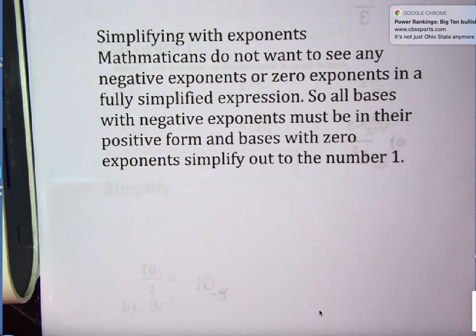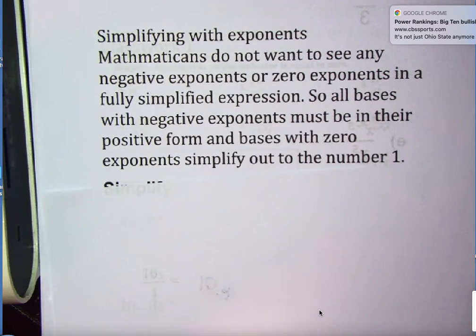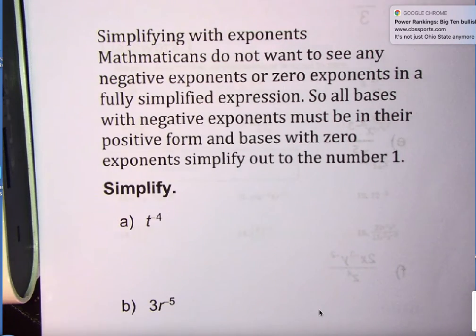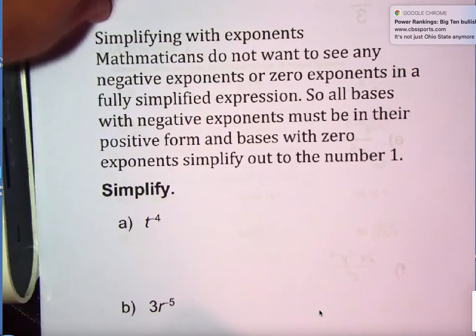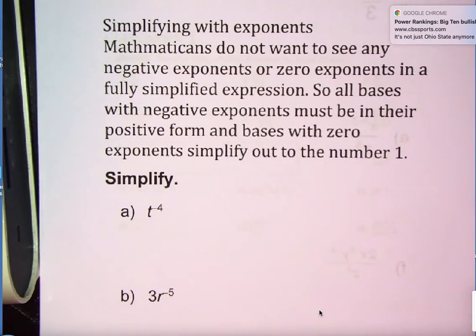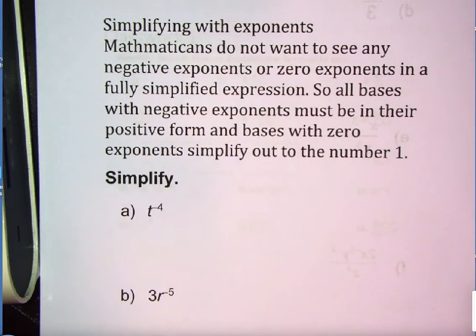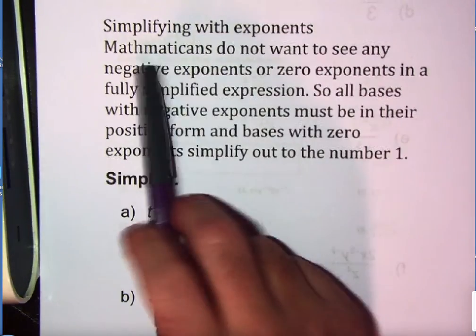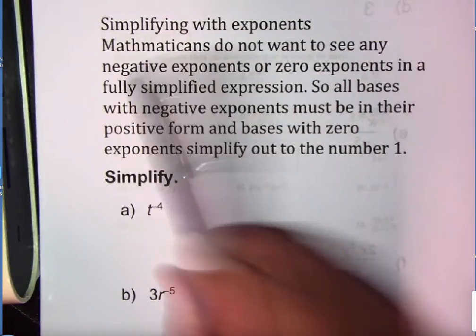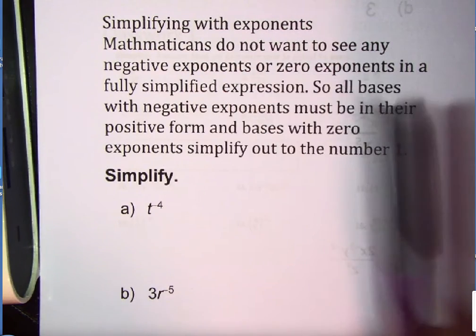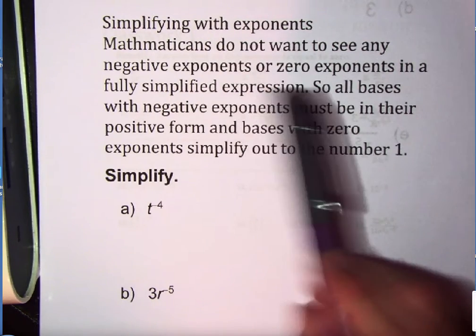Okay, kind of an important moment, which is kind of annoying. Mathematicians throw this word simplifying around a lot, if you know what I mean. And simplifying has so much stuff, right? When we ask to simplify something, it can mean one of 100 things, or just wrapped into the same exact thing multiple times. Simplifying can mean a lot, but in the end, we're trying to make it as simple as possible. So mathematicians do not want to see any negative exponents or zero exponents in a fully simplified expression.